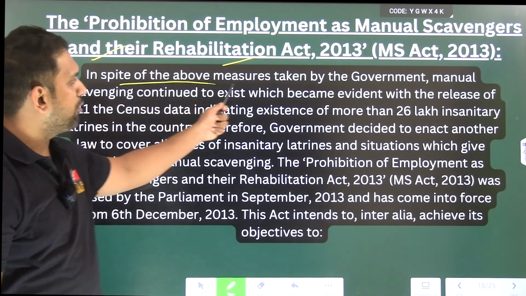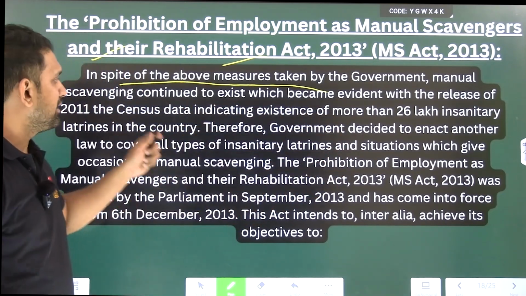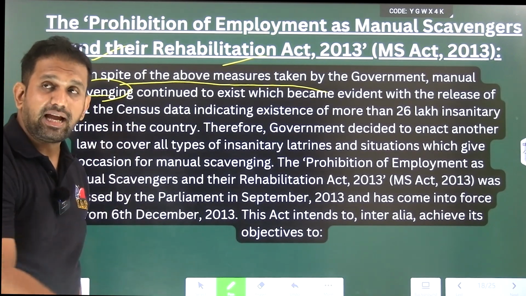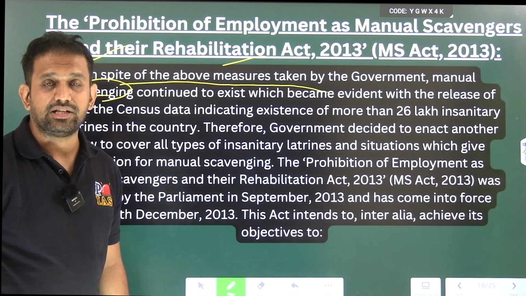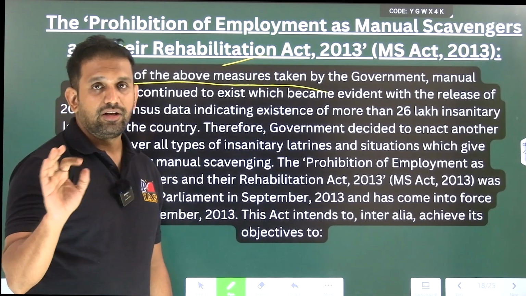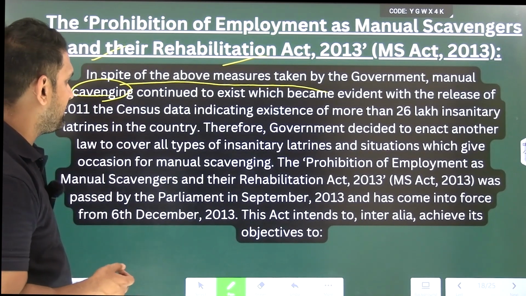In spite of the above measures taken by the government, manual scavenging is still continuing in our country. Even after the act, you will see in Hyderabad a lot of people picking up rags or litter from the roads. That is evident. So the government has to be very stringent in that.